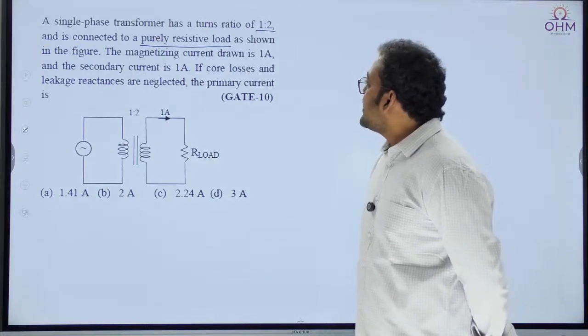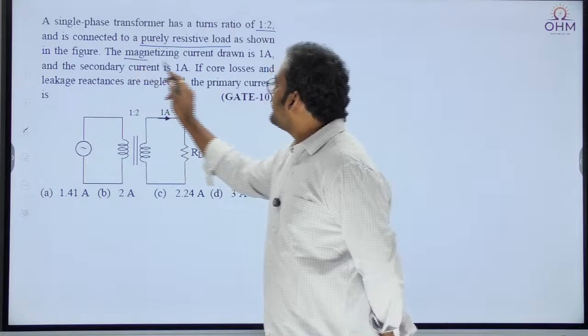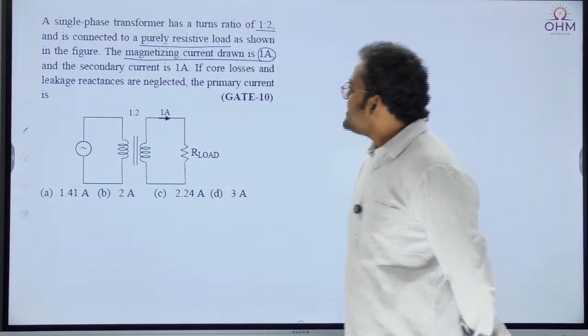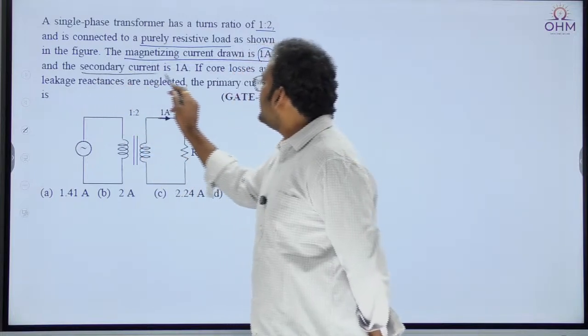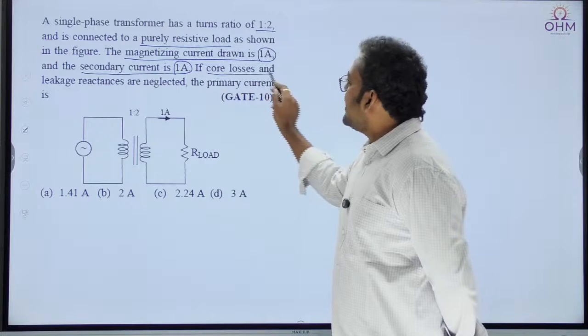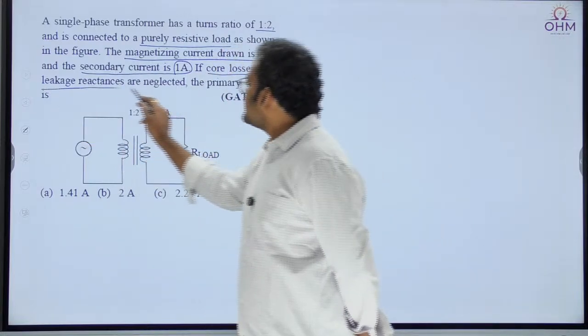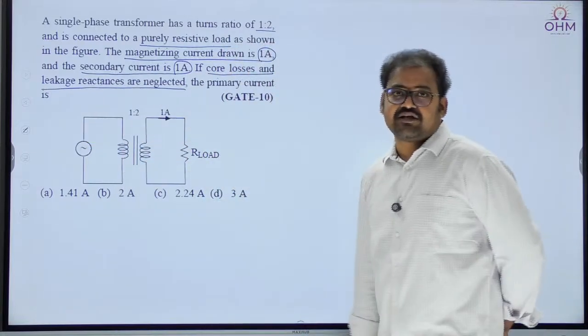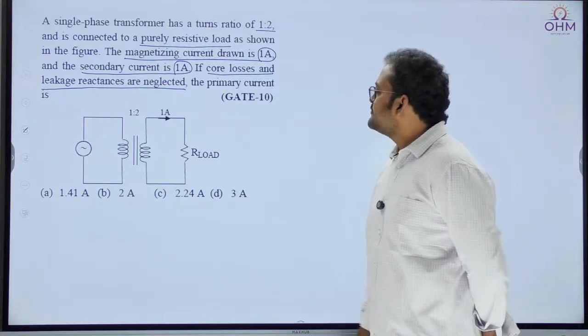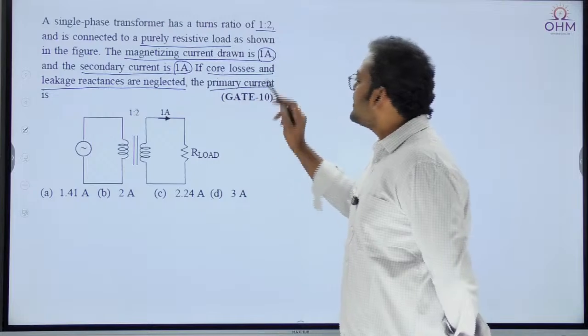The magnetizing current drawn by the transformer is 1 ampere. See, magnetizing current was 1 ampere. Secondary current is also 1 ampere. If core losses and leakage reactances are neglected, see, core loss neglected guys, core loss neglected means IW is equal to 0. What is the total primary current is the question.